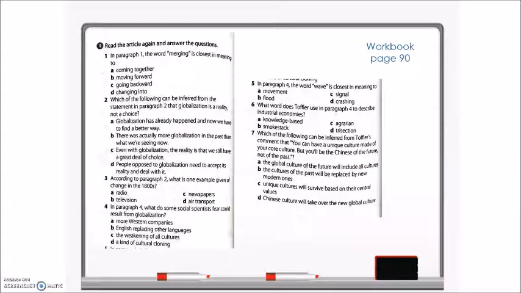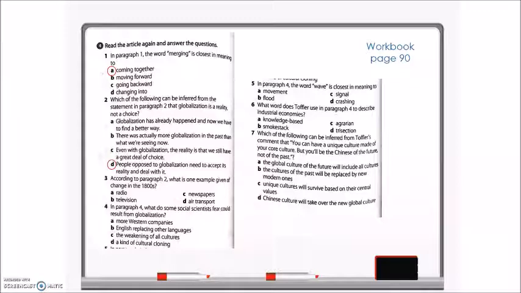And for the last exercise, guys, number 4, it says read the article again and answer the questions. Number 1, in paragraph 1, the word merging is closest in meaning to, in this case it would be letter A, coming together. Number 2, which of the following can be inferred from the statement in paragraph 2 that globalization is a reality, not a choice? Letter D, people opposed to globalization need to accept its reality and deal with it.